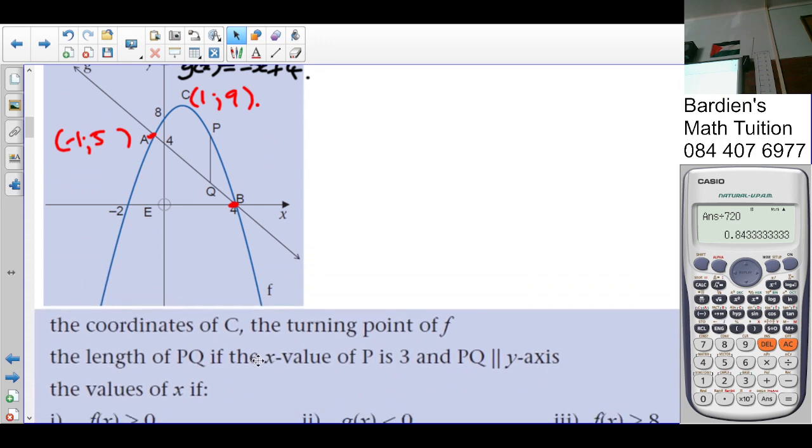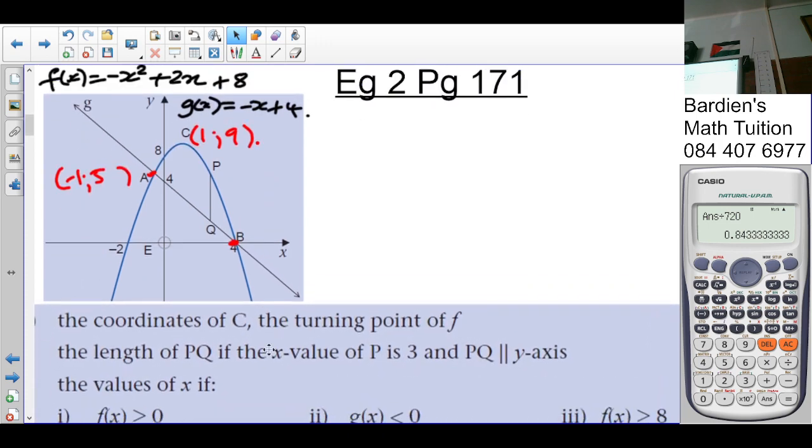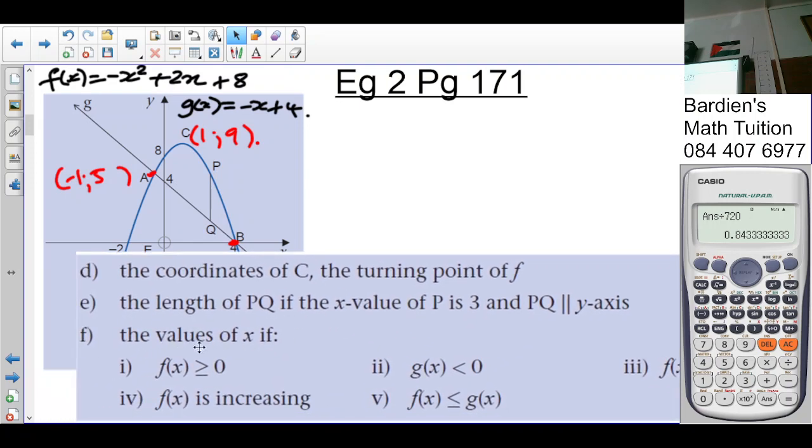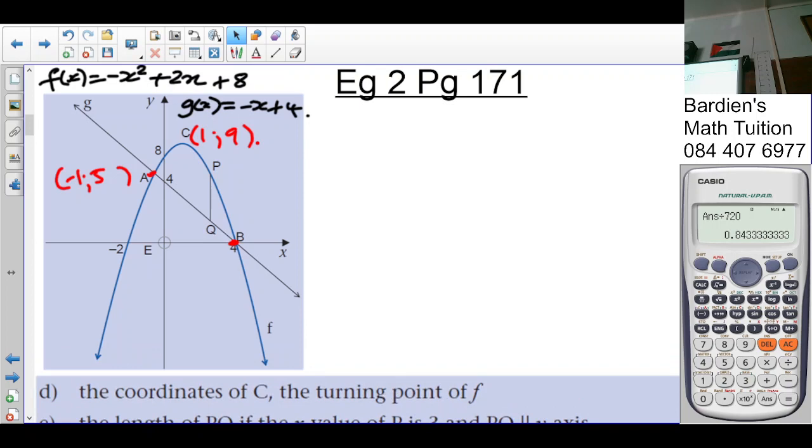Now coming to this here. Now we are told to find the values of x if f of x is greater than or equal to 0. So what I do is I take only f of x, where f of x is greater than or equal to 0.